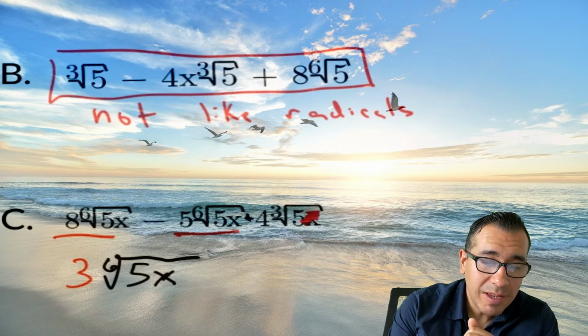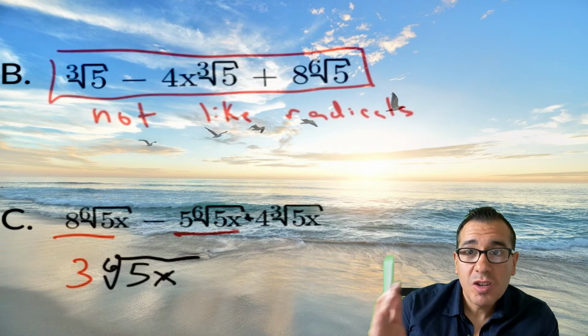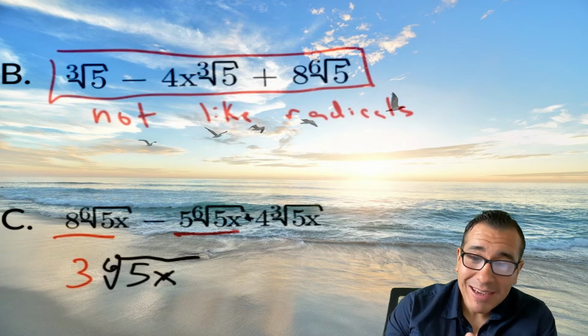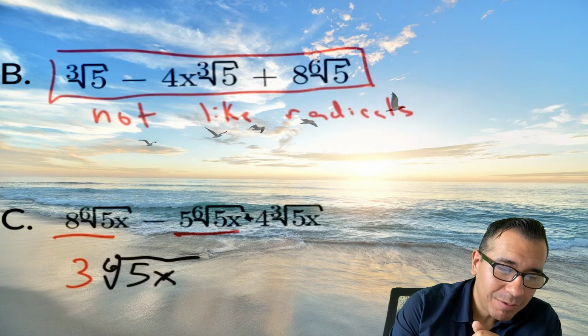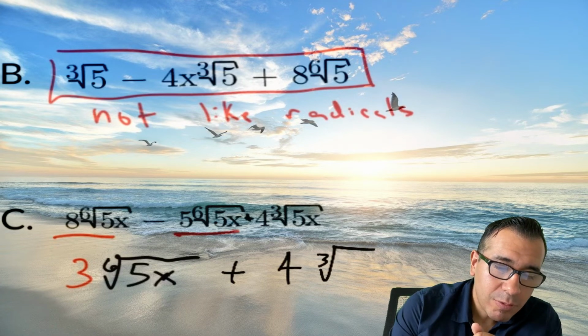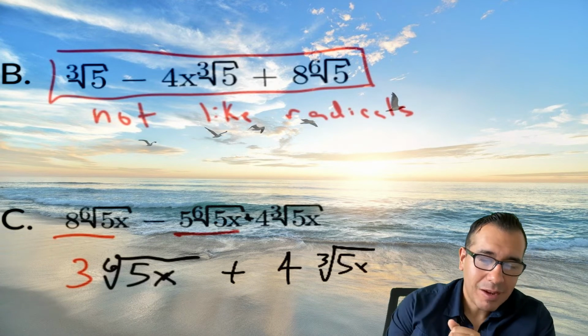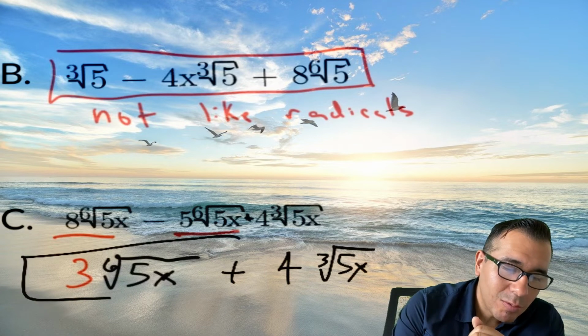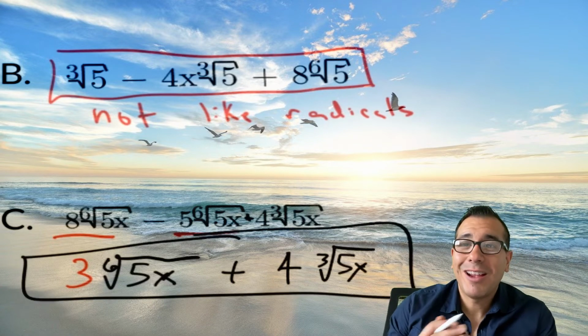And notice what we said, this is not a like radical. So I can't do anything with that. So we're just going to drop it down. So plus 4 cube root of 5x. All right, so that's what we are left with there.